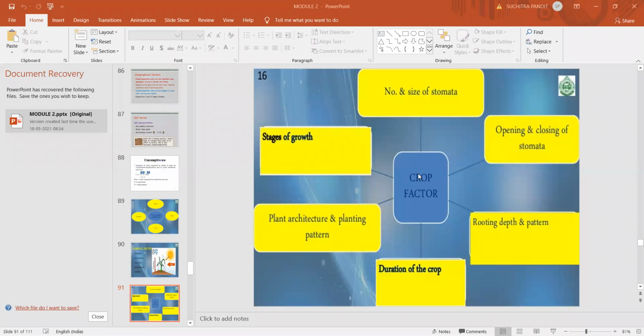Any precipitation that takes place during the growth stage of the crop. And the crop factors are the number and size of stomata, the opening and closing of stomata, the rooting depth and its pattern, and the duration of the crop, because some crops require more days from sowing to harvesting. Also plant architecture and plant pattern, the type of crop that you have grown in that particular area, and also the different stages of growth.